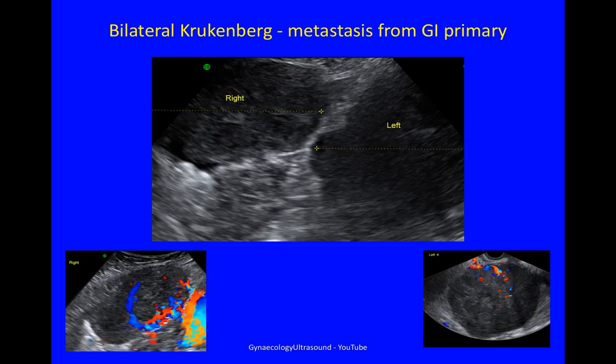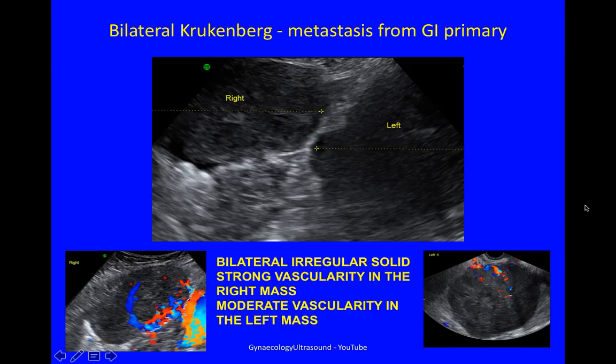In this case, both ovaries were abnormal, and they are both irregular solid with strong vascularity in the right mass and moderate vascularity in the left mass. Bilateral, irregular solid, strong vascularity in the right mass and moderate in the left.